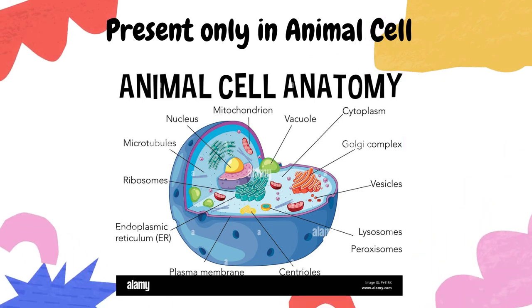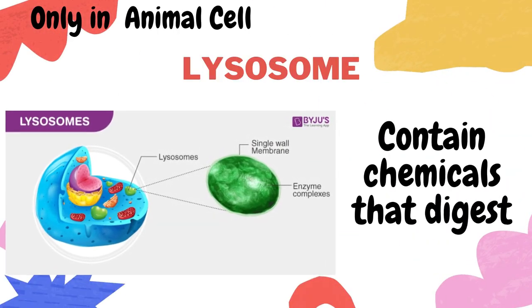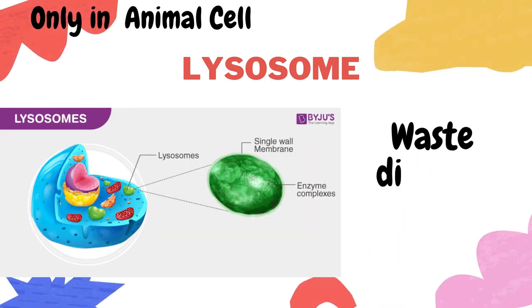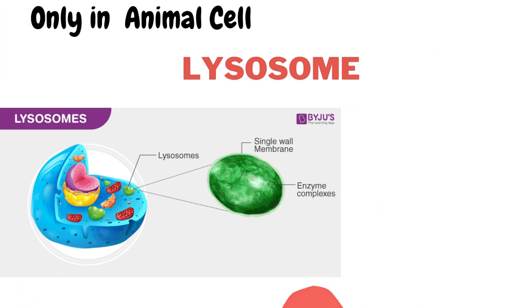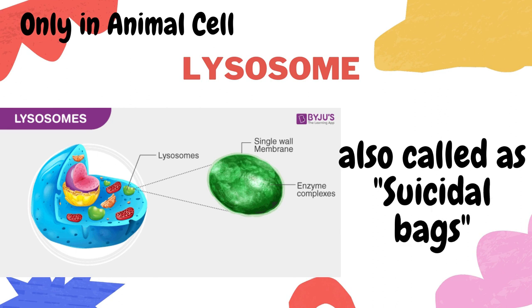The next part is present only in animal cells, which is the lysosome. It is an organelle that contains chemicals that digest waste and functions as a waste disposal system of the cell. When unwanted materials like viruses and bacteria enter the cell, lysosomes explode to avoid infections to other cells. That's why it is also called the suicidal bag.